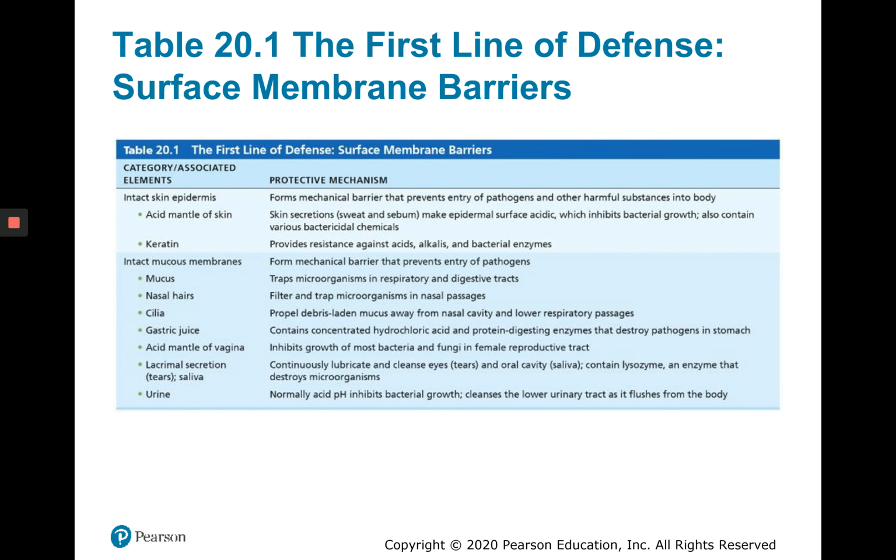In Table 20.1, we're just looking at the first line of defense, the surface membrane barriers and their secretions. As long as you have intact skin and intact mucous membranes, we would not need to use the second line of defense. But when microbes get past that first line of defense, that's when the second line of defense for the innate system will come into play.